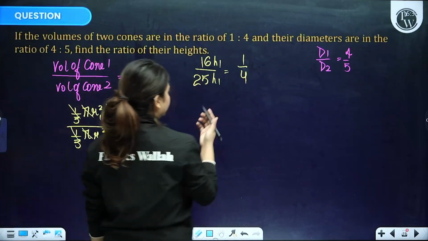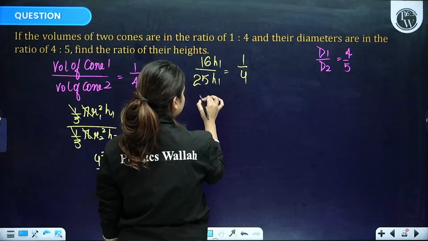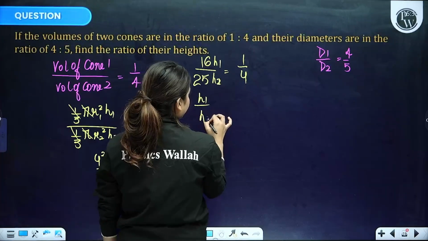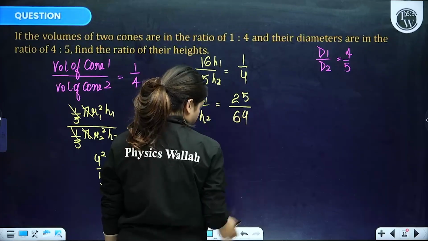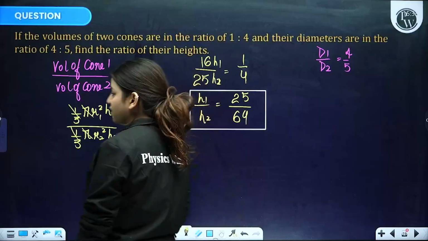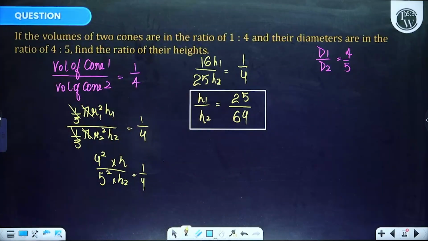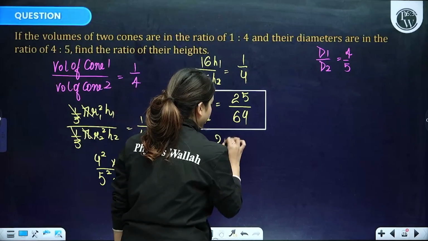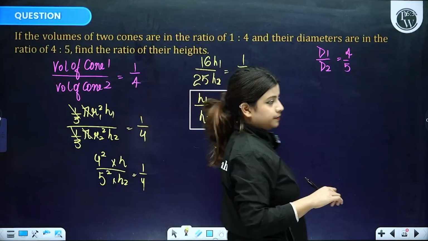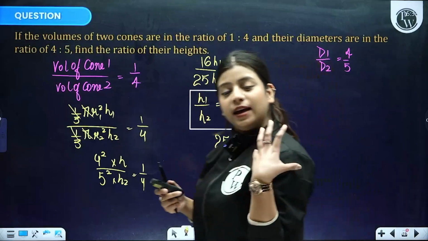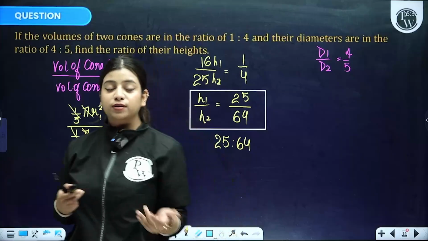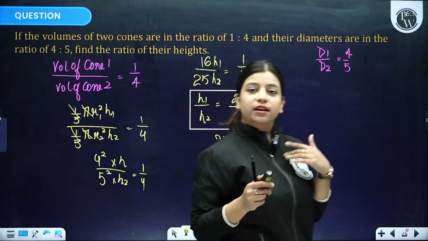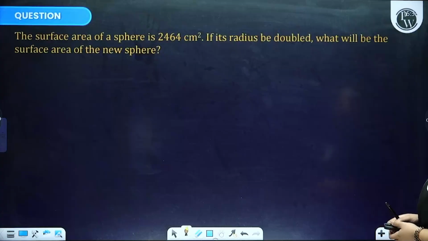So let's solve it up. So this will become h1 upon h2 will become 25 upon 64. So what will be the ratio of the heights? The ratio of the heights will simply be 25/64, because there is again a ratio between radii and diameter. The double of radius forms diameter. So we can cancel the 2, right? And the ratio will again be same. Let's move forward to the next question.